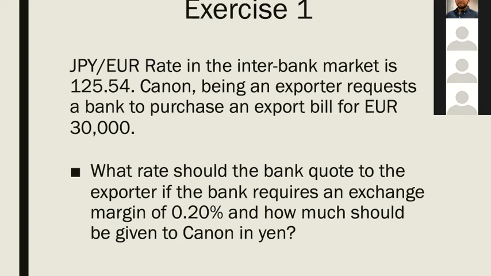Canon is a Japanese company. You have to assume that Canon is a Japanese company. Canon is getting a euro bill from Europe. A European importer is paying 30,000 euro to the Japanese company Canon, and Canon wants to convert this into Japanese yen. The interbank exchange rate is 125.54 Japanese yen equal to 1 euro.